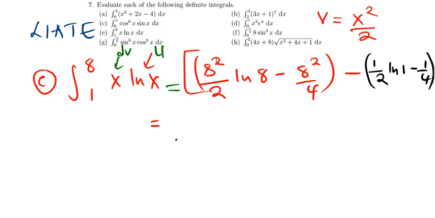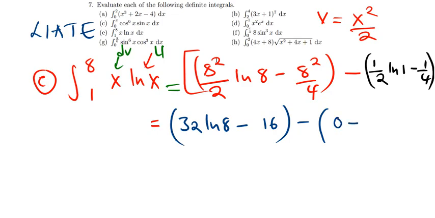So what you end up with is you have 32 natural log of 8 and then minus 8 squared over 4. What's 8 squared? 64. 64 divided by 4, that's going to be 16, minus natural log of 1 is going to be a 0, right? So 0 times half is 0. You just remain with 0 minus 1 over 4.